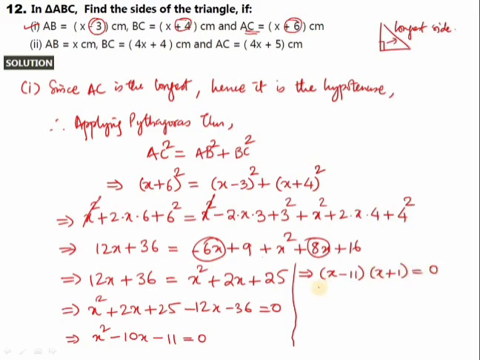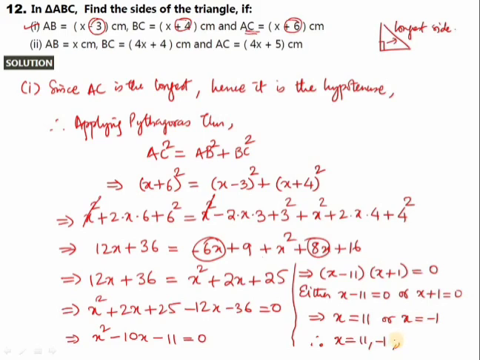So in this case, either x minus 11 equals 0 or x plus 1 equals 0. From here, you take minus 11 over there and you get 11, or from here if you take 1 over there, you get minus 1. Therefore, the question is asking you to find the value of x. So the value of x will be, one will be 11 and another will be minus 1 in this case.